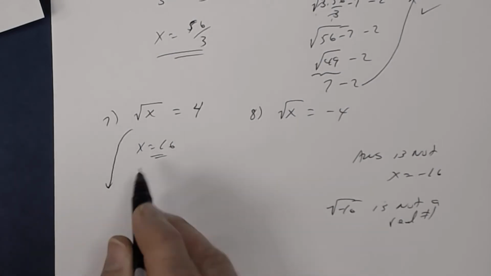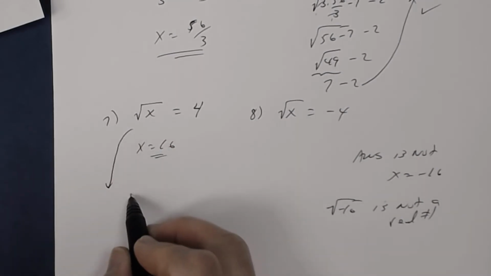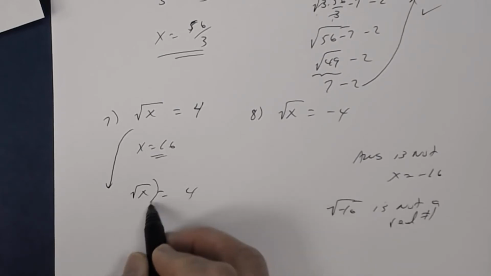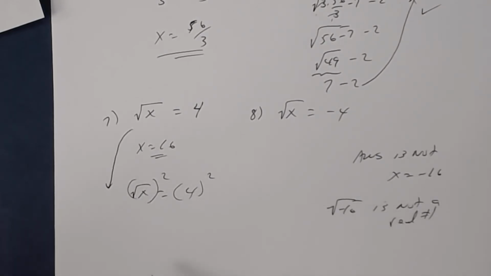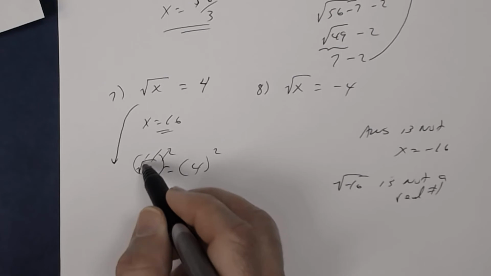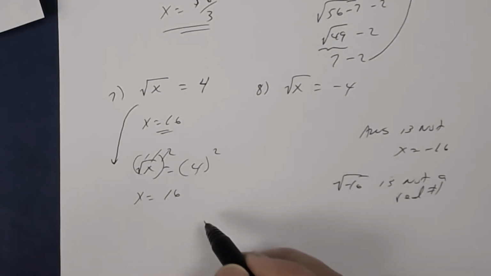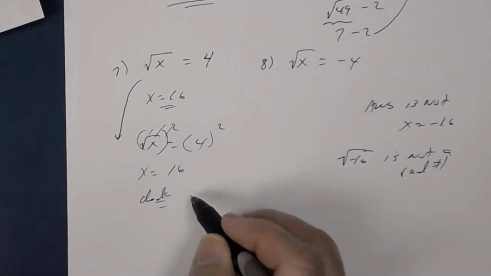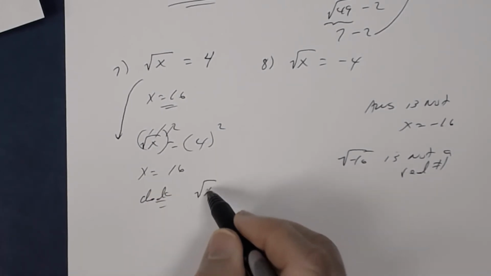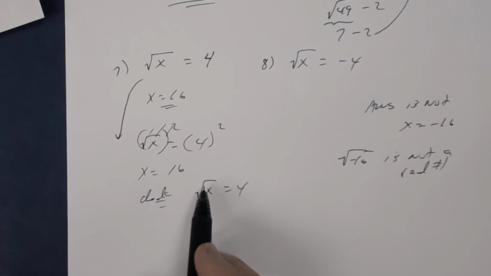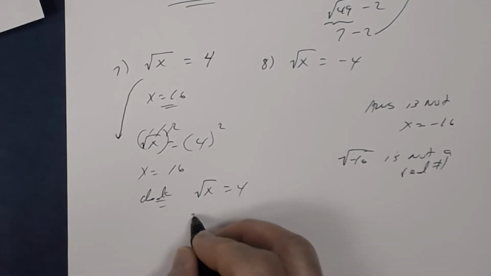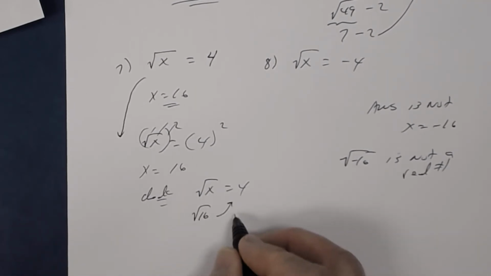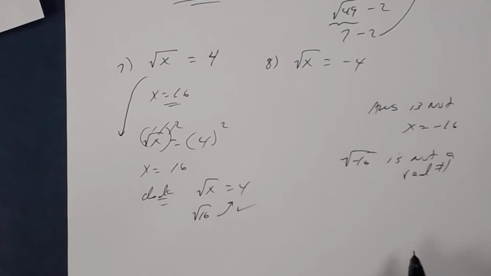Okay, so let's go back over here now. You saw how I raised both sides to an even power, and the square and the square root undo each other, so you got x to be 16, right? And then we check. Do you remember that? I go back to the original equation, and where we see the variable x, I substitute 16. Is the square root of 16 equal to 4? Yes, it is. Square root of 16 is 4.